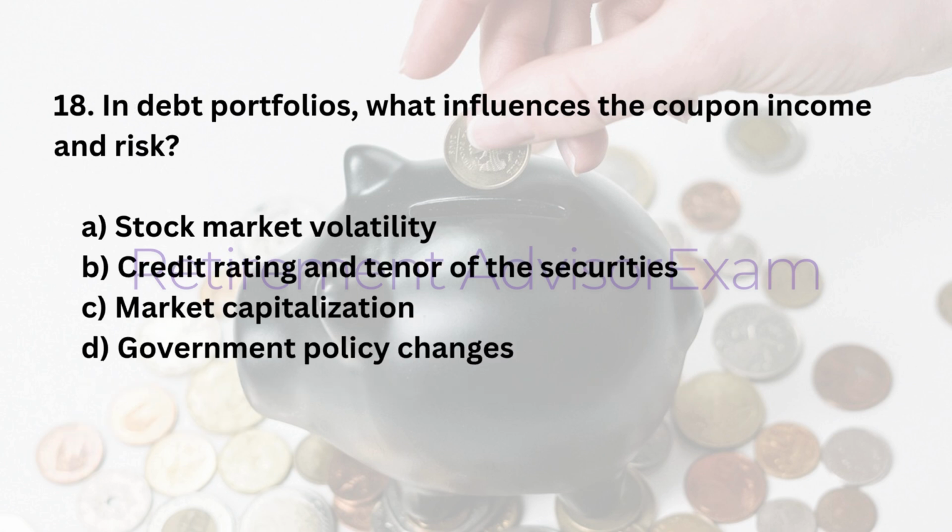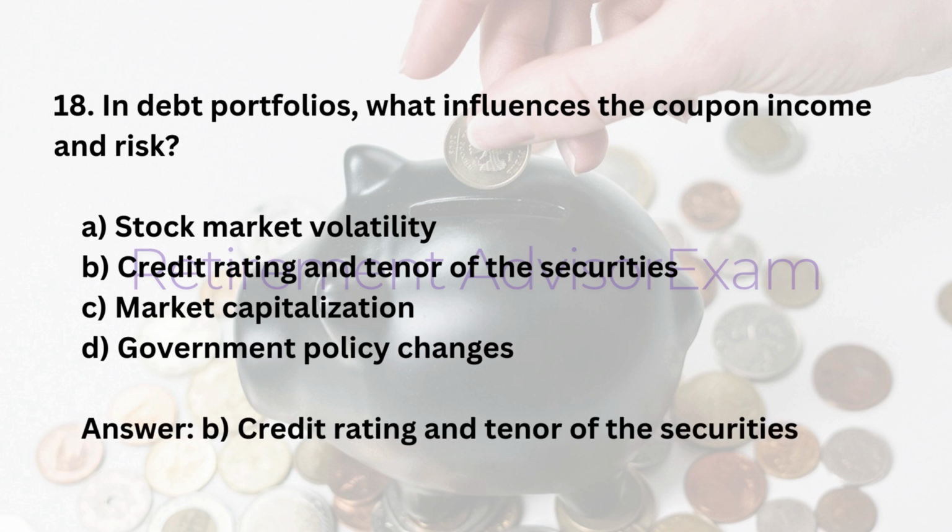18. In debt portfolios, what influences the coupon income and risk? A. Stock market volatility. B. Credit rating and tenor of the securities. C. Market capitalization. D. Government policy changes. Answer, B. Credit rating and tenor of the securities.